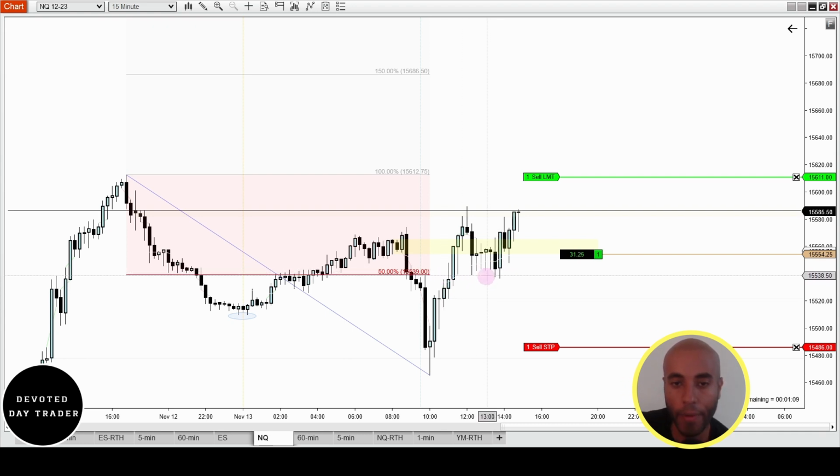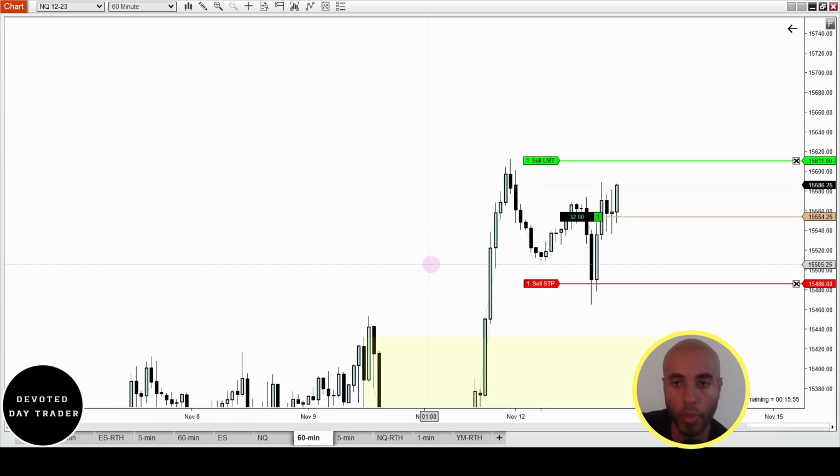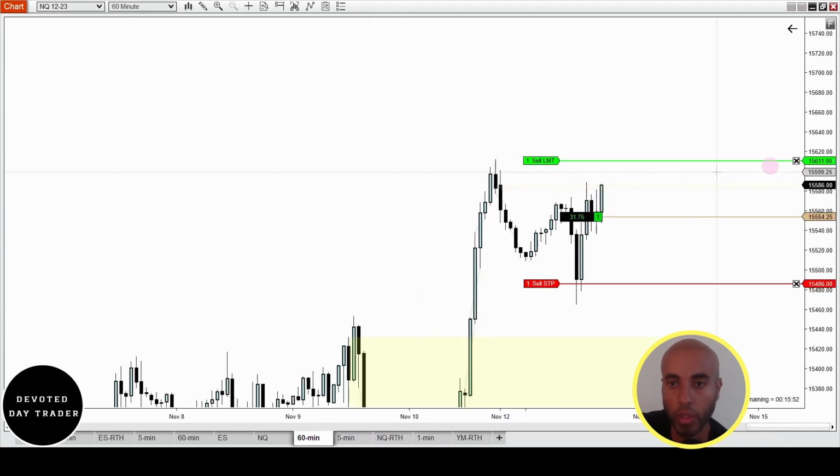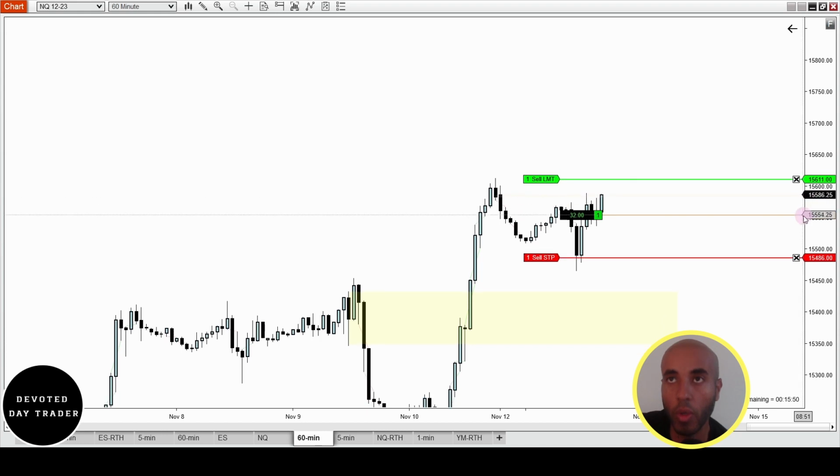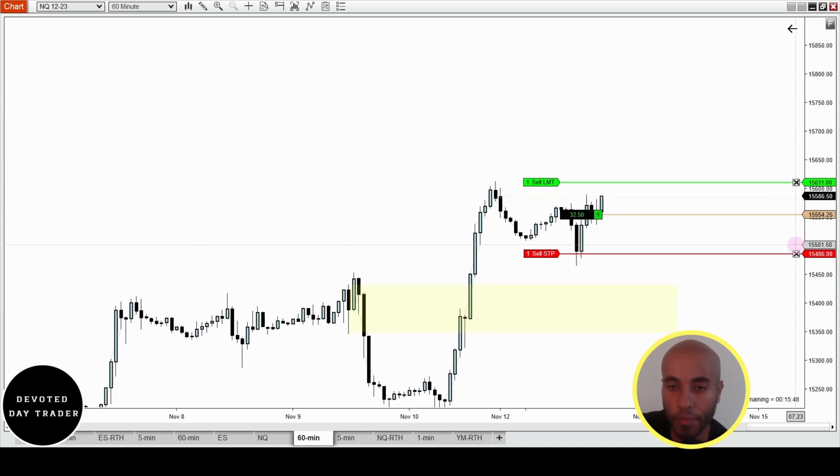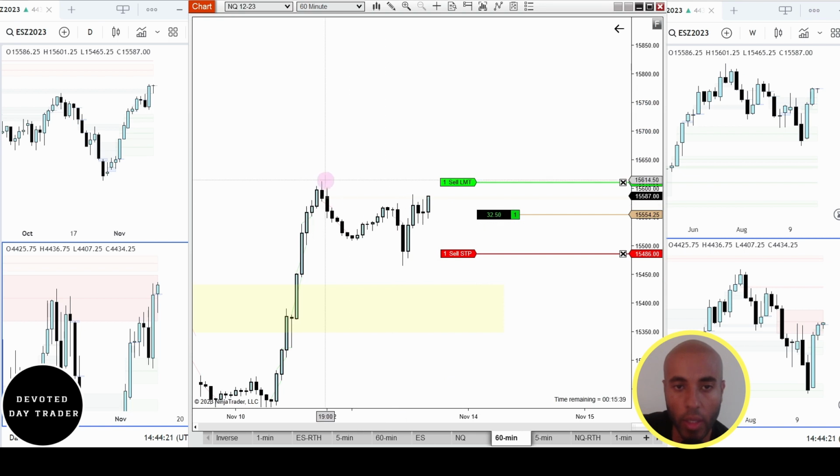This area, this 50% range, if the eventual target is to take out these highs on the 15 minute, which is also this swing high on the 60 minute. So we will see if I'm going to be able to close out the remaining of my position at this high.